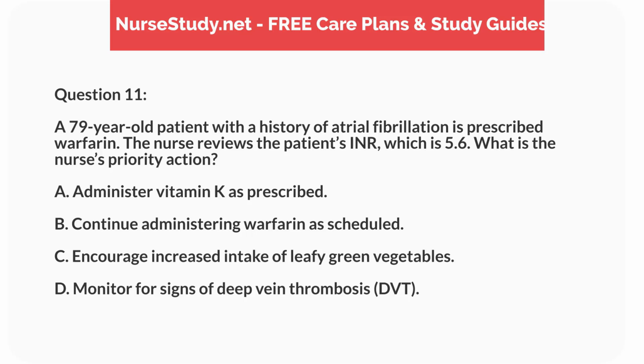Question 11. A 79-year-old patient with a history of atrial fibrillation is prescribed warfarin. The nurse reviews the patient's INR, which is 5.6. What is the nurse's priority action? A. Administer vitamin K as prescribed. B. Continue administering warfarin as scheduled. C. Encourage increased intake of leafy green vegetables. D. Monitor for signs of deep vein thrombosis, DVT.